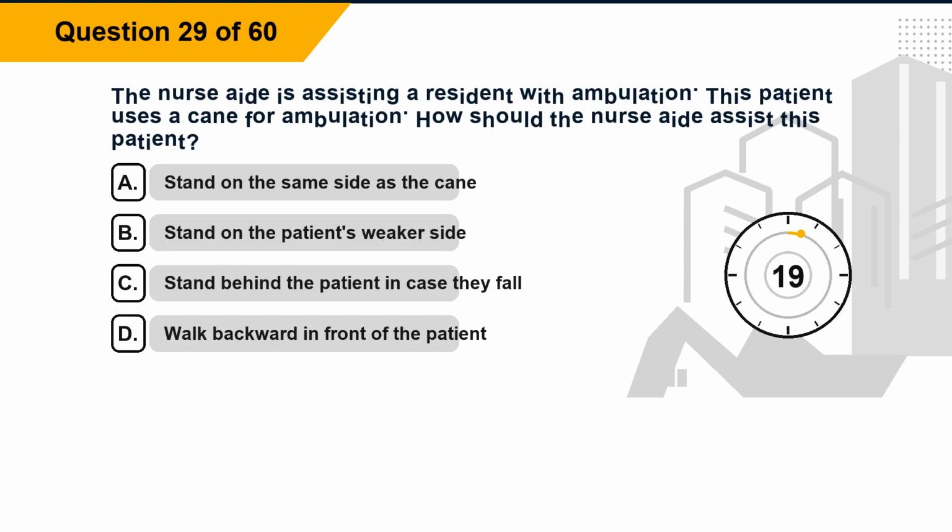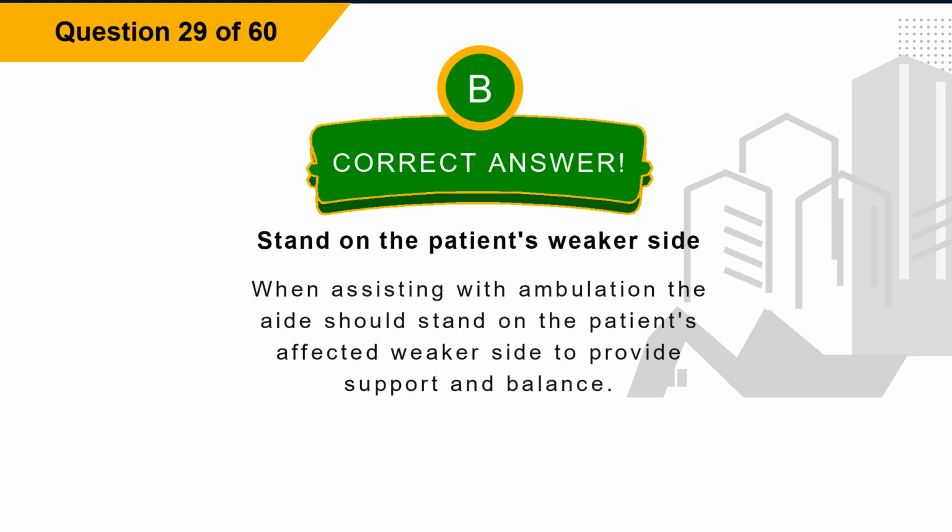Question 29. The nurse aide is assisting a resident with ambulation. This patient uses a cane for ambulation. How should the nurse aide assist this patient? Option A: stand on the same side as the cane. Option B: stand on the patient's weaker side. Option C: stand behind the patient in case they fall. Option D: walk backward in front of the patient. The correct answer is option B: stand on the patient's weaker side. Explanation: when assisting with ambulation, the aide should stand on the patient's affected weaker side to provide support and balance.